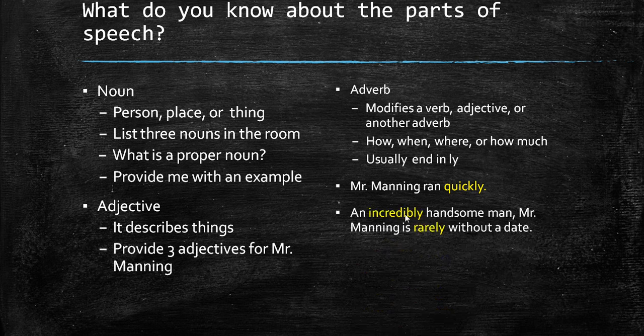If we look at the sentence, an incredibly handsome man, Mr. Manning is rarely without a date, incredibly tells us how handsome Mr. Manning is, and rarely tells us when he is without a date. Rarely.